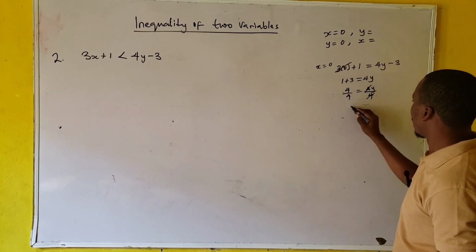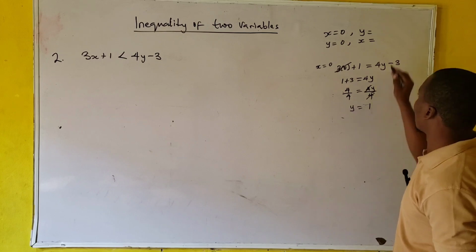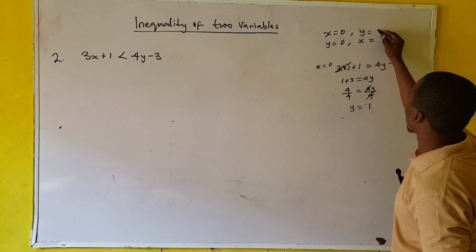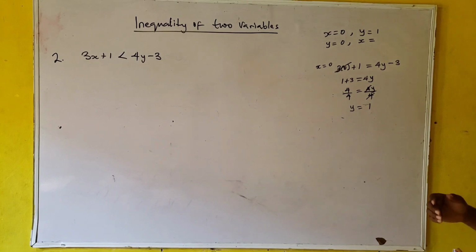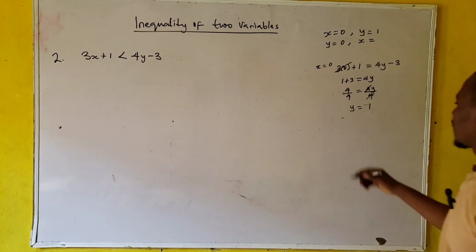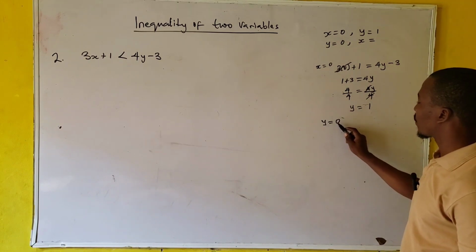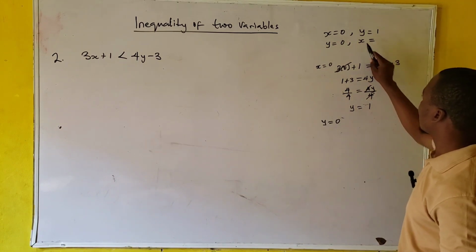So this and this will go. I will have y equals to 1. So when s equals to 0, y equals to 1. So we need to also find when y equals to 0, what is likely to be the value of s. We have to find when y equals to 0 to find the corresponding value of s.